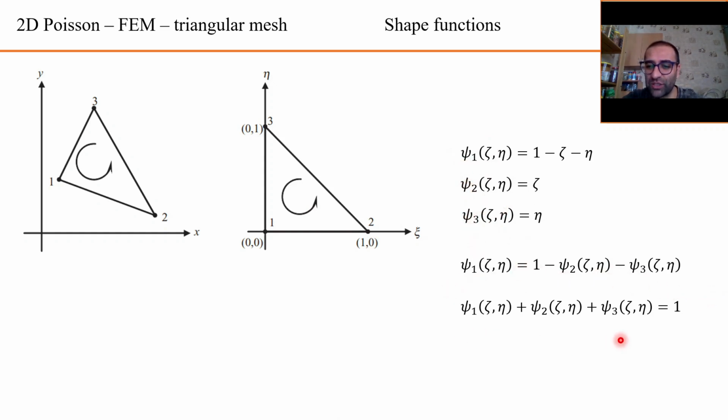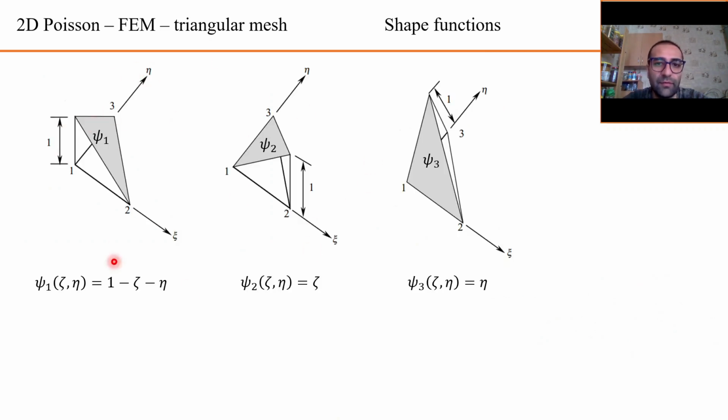You can see that this relation holds for the three shape functions: the sum of the three shape functions is always 1, because if you substitute psi2, that is zeta, here and eta, that is psi3, here, and bring it to the left hand side, you can easily show this relation holds.